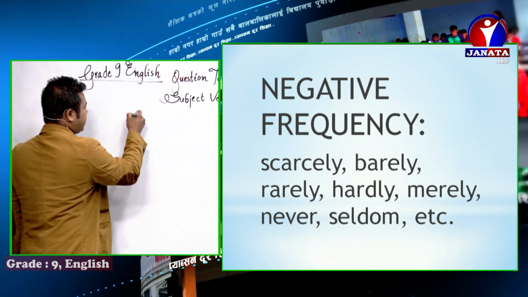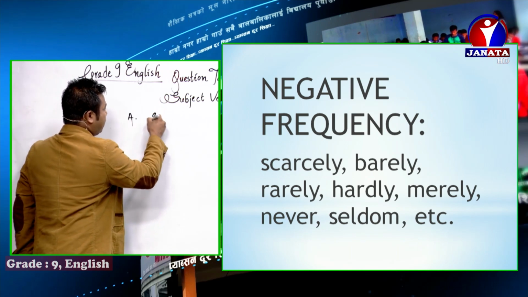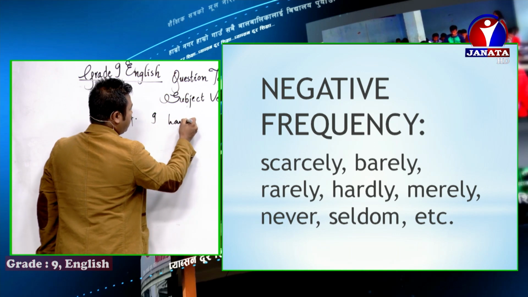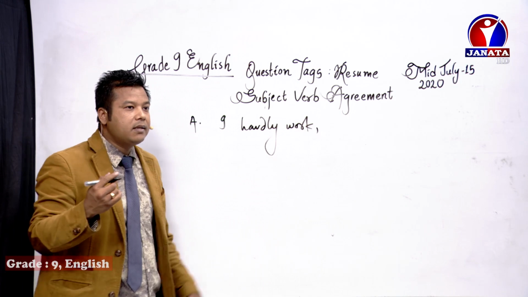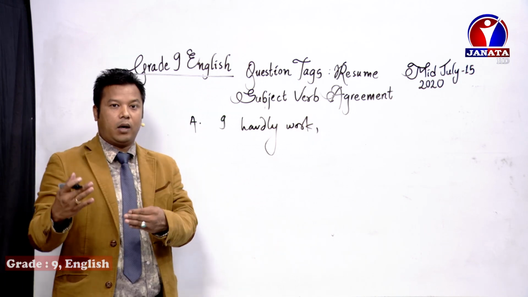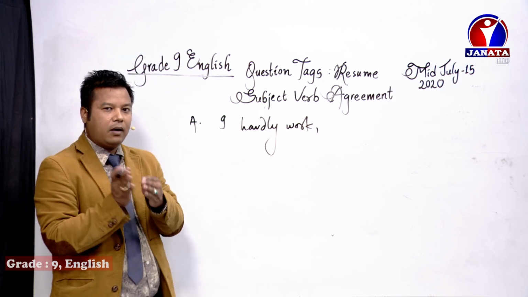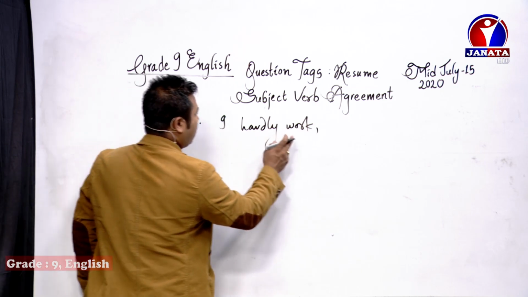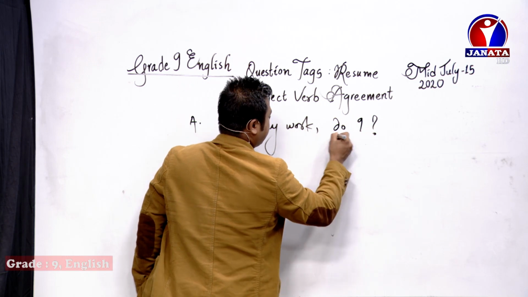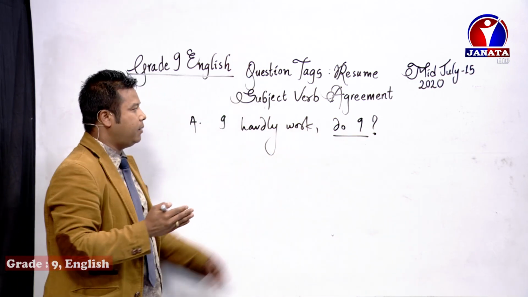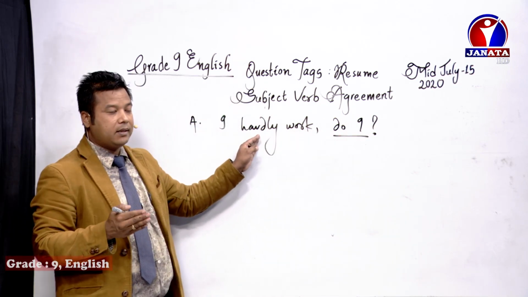Look at the sentences that I'm going to draw. If I say, I hardly work, which means I actually don't work. That is the meaning, all right? Or if I work very less. So I hardly work, this is negative, so the answer here is this. Do I? I hardly work. Do I? Why positive tag? Because this statement is negative.